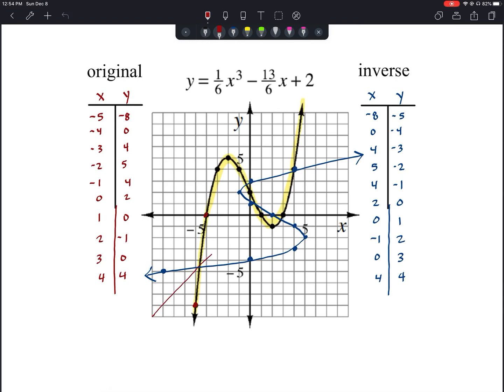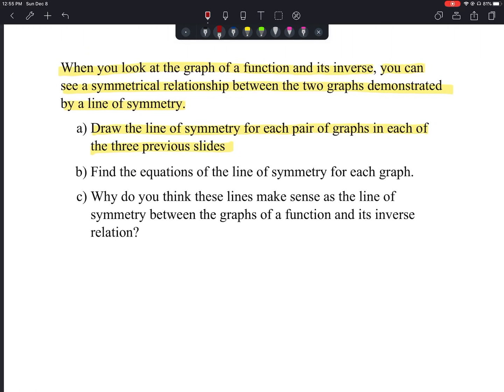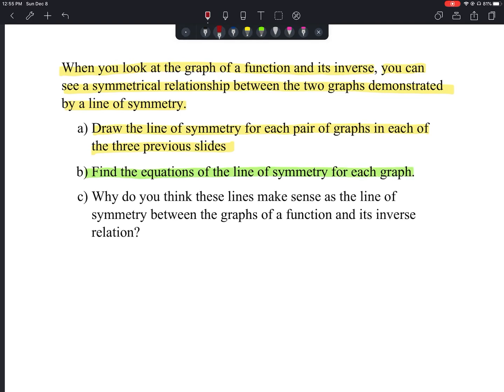And then the same thing holds true for this last one here. If I run this diagonal straight up through, notice both graphs will intersect there on that line as it's crossing it there. So all 3 of them have that same line of symmetry. So what does that mean? Well, it says here to find the equations of the line of symmetry for each graph. Well, I think we already found it.